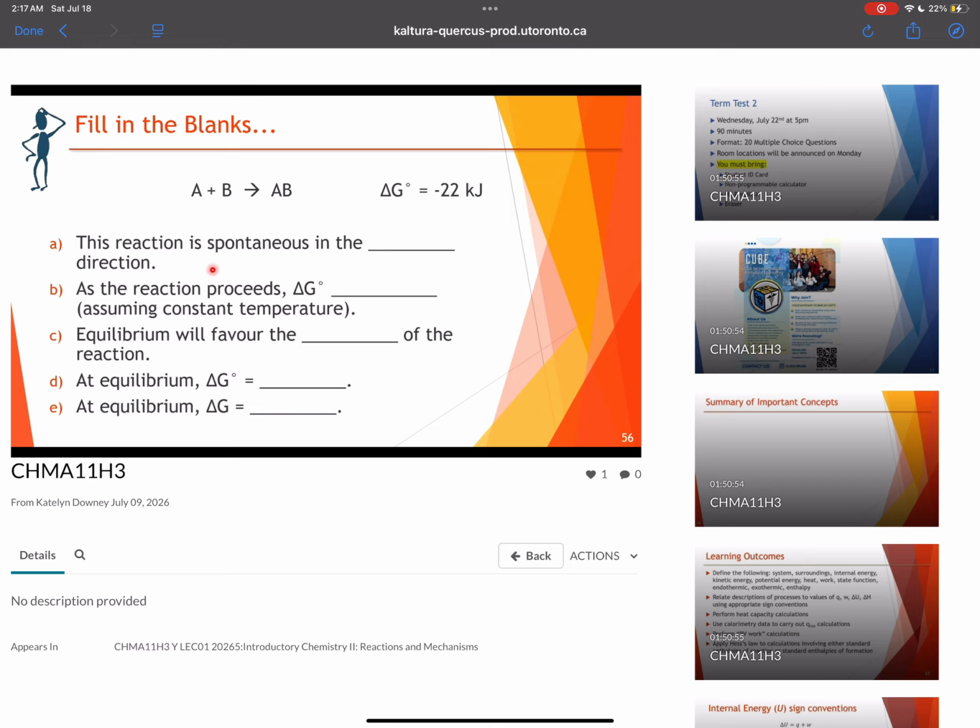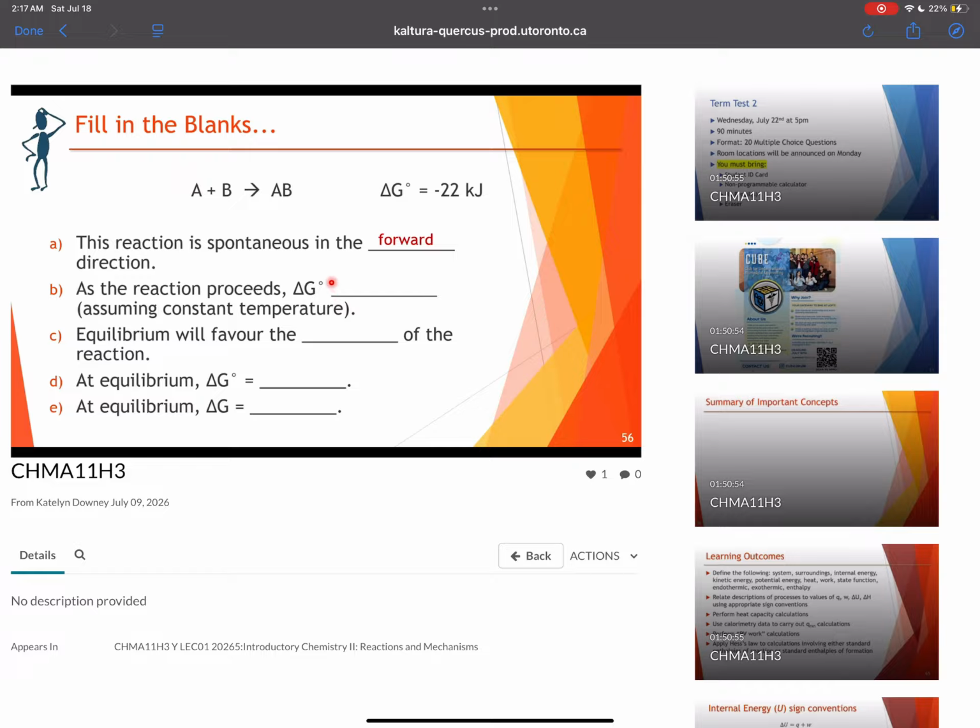Question A asks us to fill in the blank here: this reaction is spontaneous in the what direction? If you think it's spontaneous in the forward, give me an up signal. If you think it's spontaneous in the reverse, give me a down signal. I'm mostly seeing ups from the people that are voting, which is great. Yeah, this is going to be spontaneous in the forward direction. So anytime you're given a delta G value alongside a chemical equation, this is for the forward direction. So if this is negative, it's spontaneous in the forward direction. If this were positive, it would be spontaneous in the reverse direction.